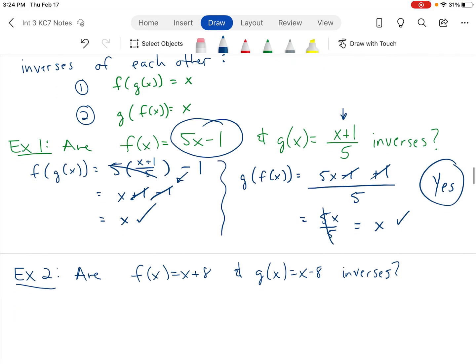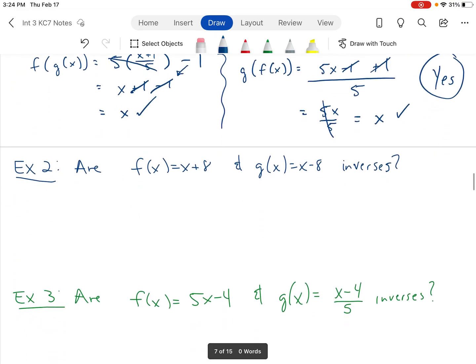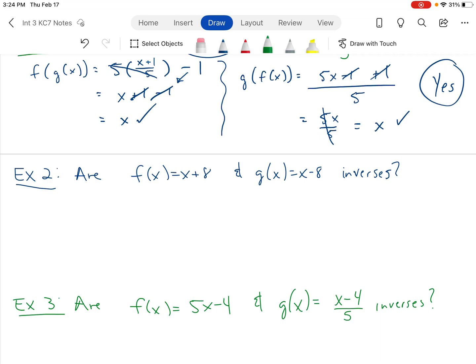Okay, so I want you to go ahead and pause the video and try example number 2. All right, so again, f of g of x is equal to blank plus 8. And in that parentheses, I'm going to plug in x minus 8. Now again, I'm not really multiplying anything here. I don't need the parentheses. And I can just simplify here. This will give me x by itself.